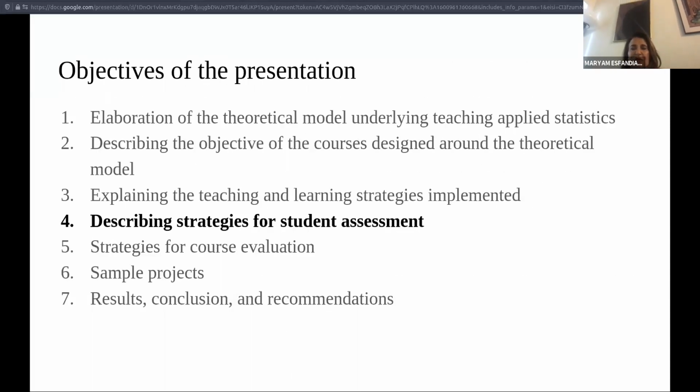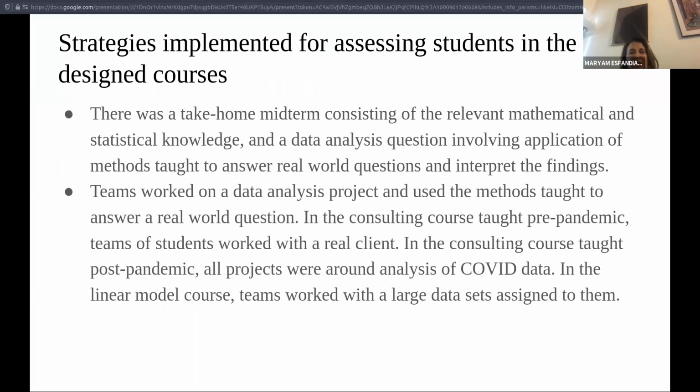Describing the strategies for student assessment, that's what I'm going to be talking about now. There is a take-home midterm that asks for the math as well as statistical techniques, and it's also like a little data analysis project. And so in pre-COVID, we had a lot of clients that worked with different groups. Post-COVID, or post-pandemic, all of the projects were about COVID.